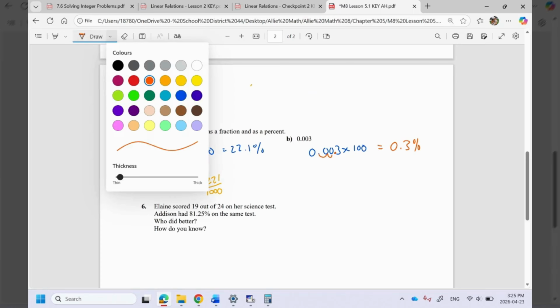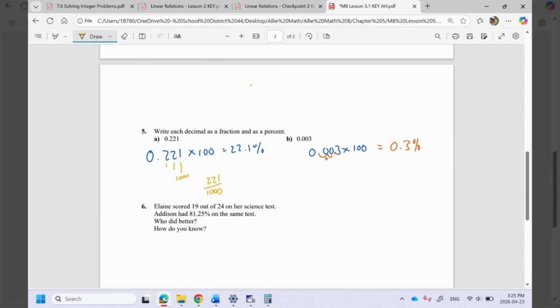And then let's also look at our place values. Remember, the 0 is in the tenths, the other 0 in the hundredths. We got a 3 in the thousandths. So we have 3 over 1,000 gives us our fraction.